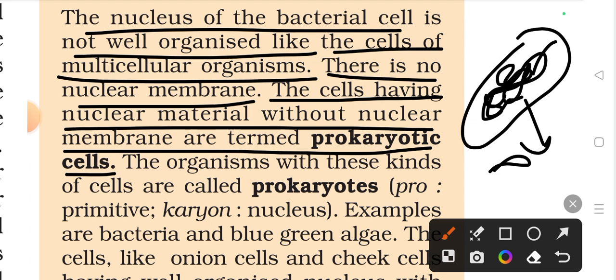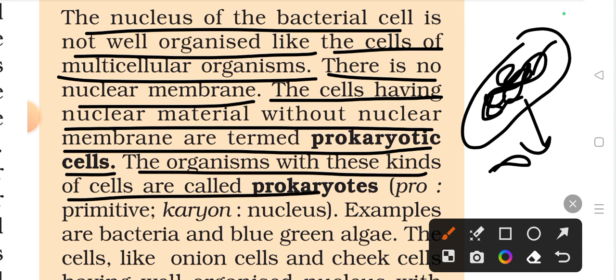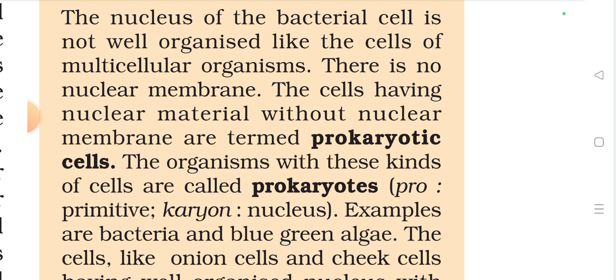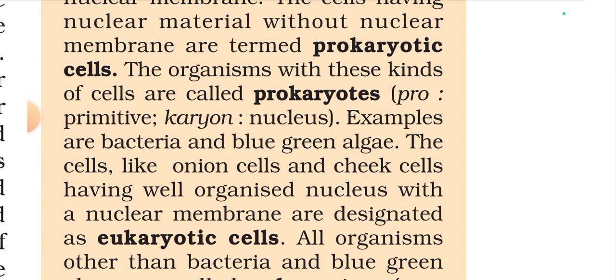Prokaryotic cells do not have a well defined structure, the nucleus is not well defined over here. Okay, this is a prokaryotic cell. The organism with these kinds of cells is known as prokaryotes. Prokaryotes: pro means primitive and karyon means nucleus. This cell is found in bacteria and blue-green algae. So, understood prokaryotic cell? It's not rocket science, it's just a piece of cake. But you have to understand, in a prokaryotic cell the nucleus is not well defined.